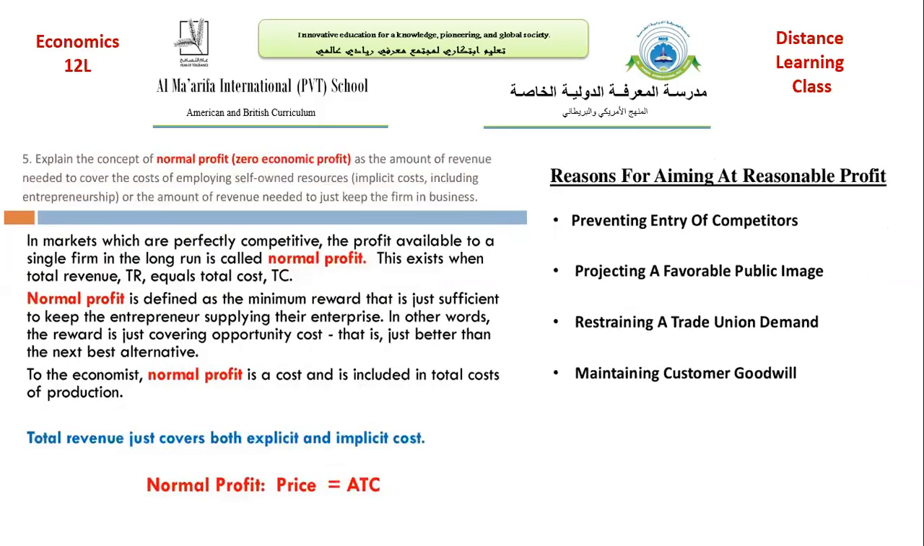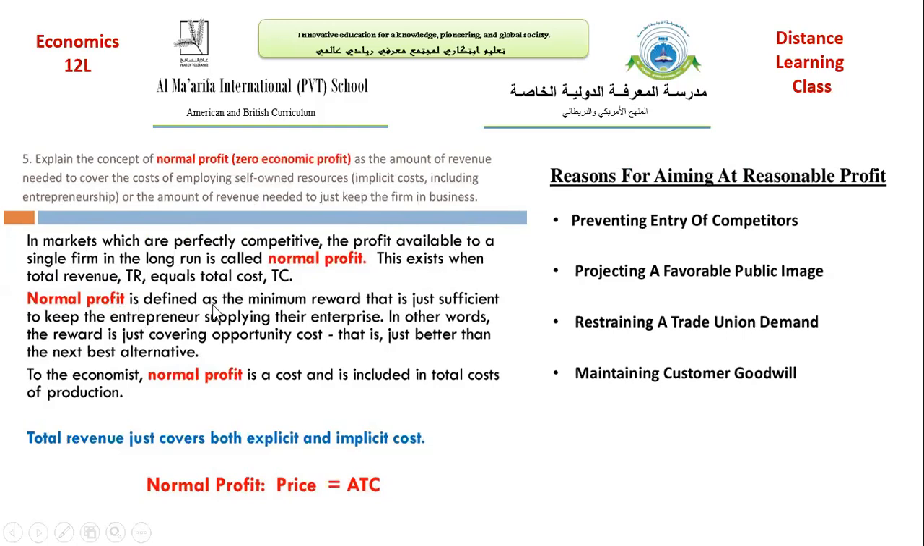Now we're coming to normal profit, where your price is equal to your average total cost. Normal profit, or zero economic profit, is the amount of revenue needed to cover the cost of employing self-owned resources and implicit costs, including entrepreneurship, or the amount of revenue needed to just keep the firm in business. In markets which are perfectly competitive, the profit available to a single firm in the long run is called normal profit. This exists when total revenue (TR) equals total cost (TC).